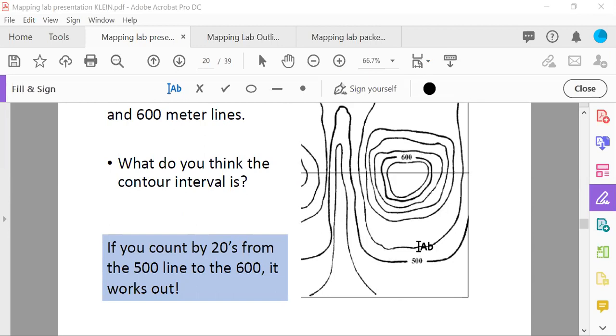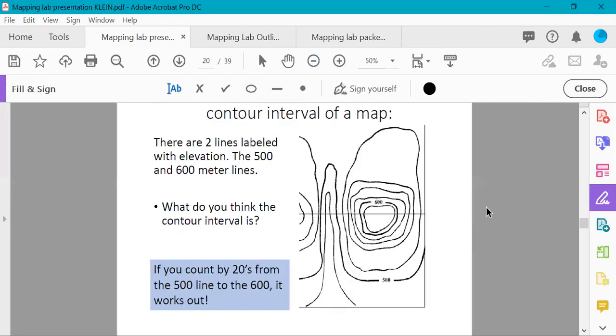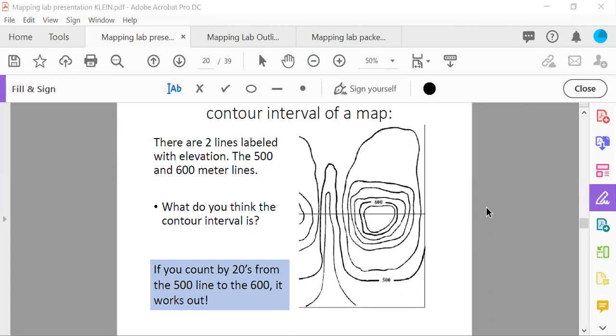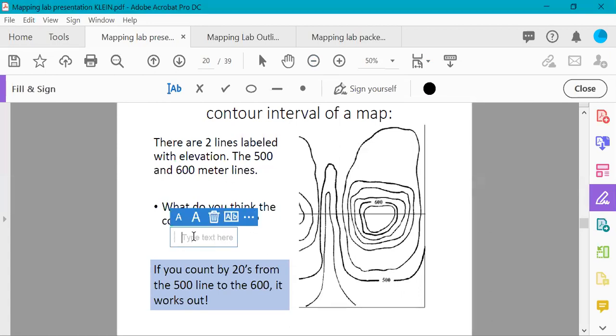So that means each contour line is equal to 20, and in this case, it's meters. So that means that the contour interval is 20 meters. Okay, so the contour interval is 20 meters.